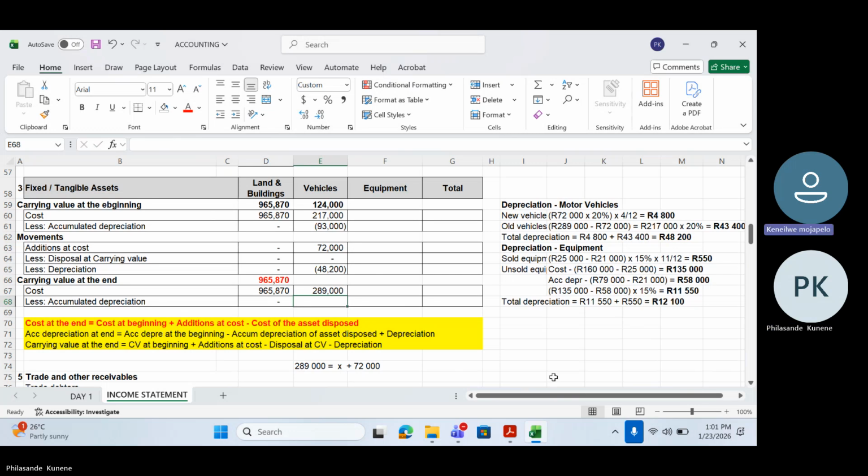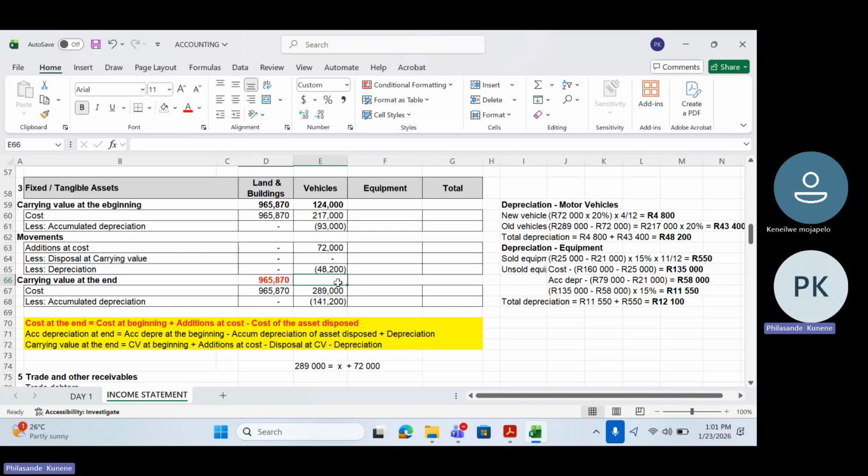Now, how much will be my accumulated depreciation at the end? Accumulated at beginning, minus asset disposed, plus depreciation. Exactly. We don't have asset disposed, right? So we're going to take these two. 93 plus 48. If you add the two, 93,000 plus 48,200, we're getting 141,200. Very good.